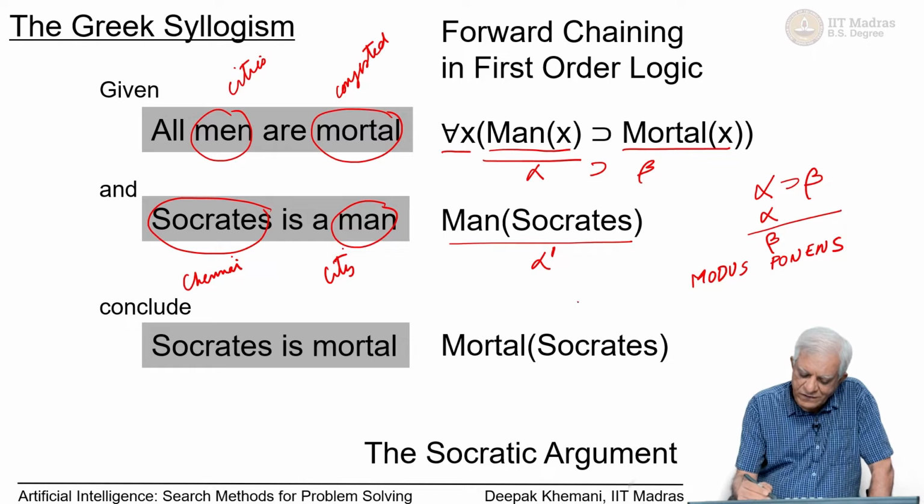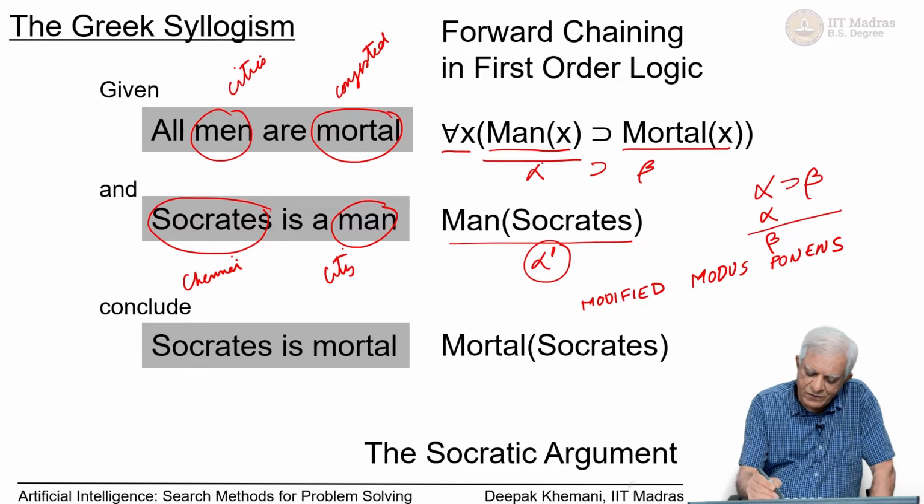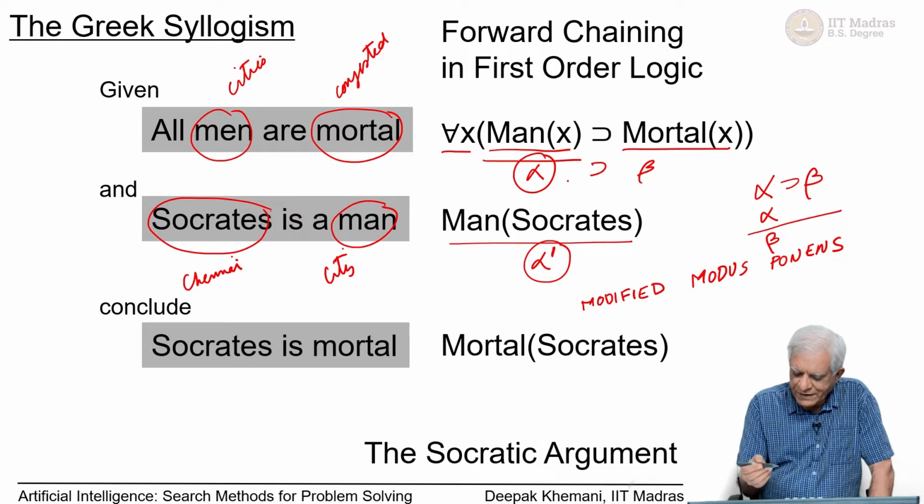So, there is a rule which is called modified modus ponens, which we do not have time to go into, which says that if you can somehow make this alpha prime look the same as alpha, and as you can see, we can do that by substituting x with Socrates, then you can apply this rule of modus ponens essentially.